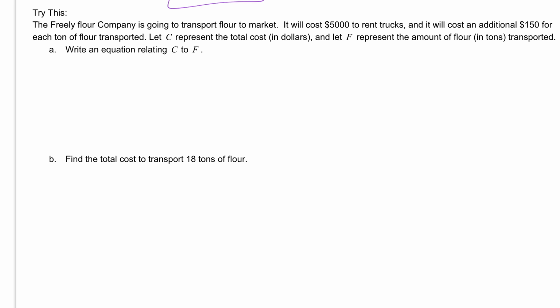If you did the Try This correctly, letter A, you should have that C equals 150 times F plus 5,000. And in part B, for 18 tons of flour, that should cost you $3,200. If you have questions on setting this up, please let me know.